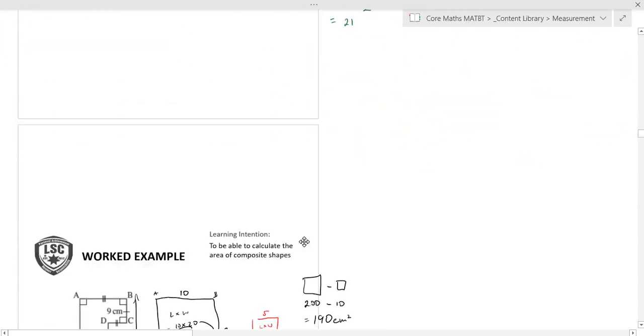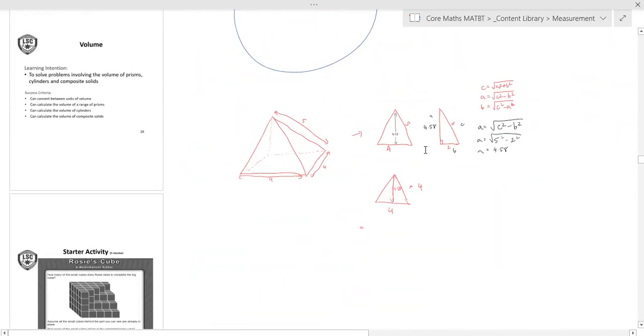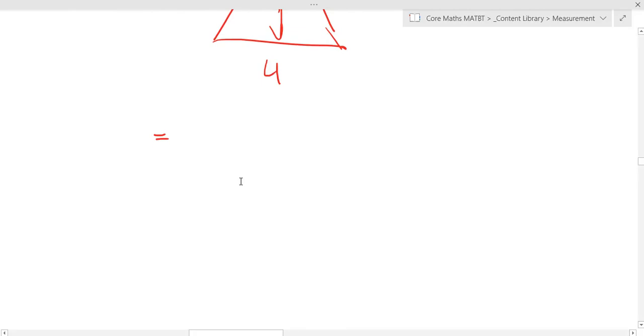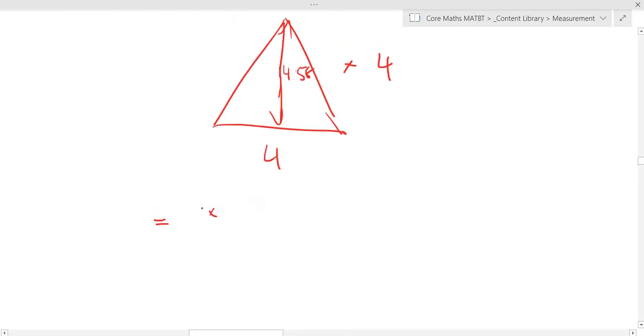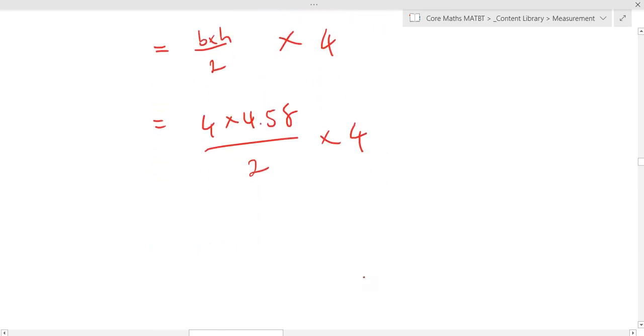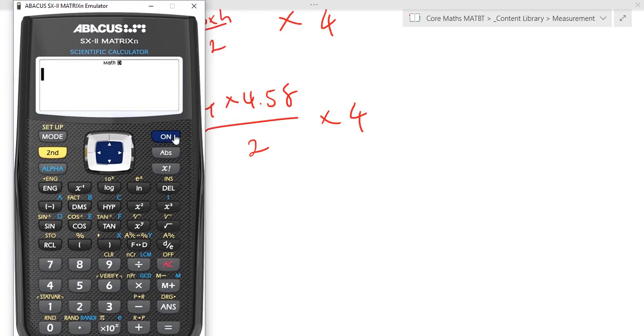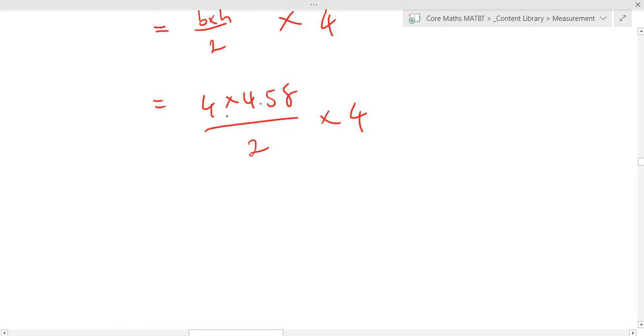Where did it go? Sorry. Okay, we're here. So base times height divided by 2. So it's B times H divided by 2. And we're timesing it by 4 because there's 4 of them. So that's going to be 4 times 4.58 divided by 2 times by 4 because there's 4 of them. So 5 just disappears, because you don't really need it.